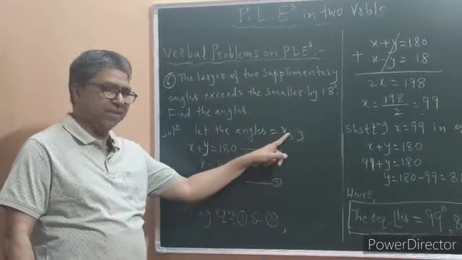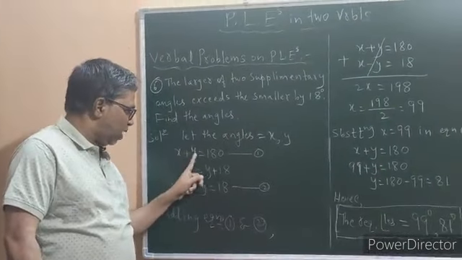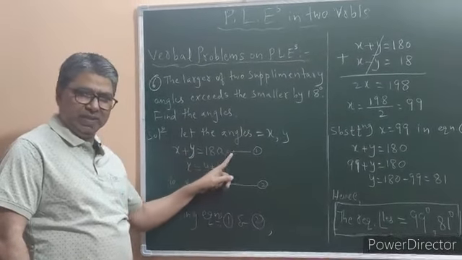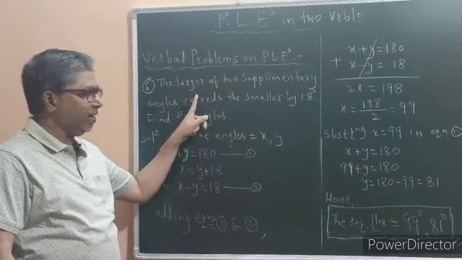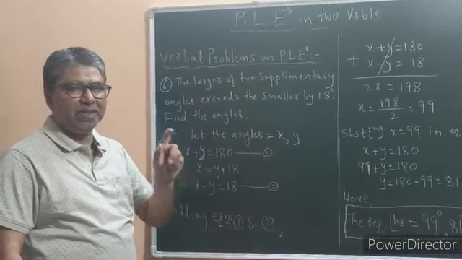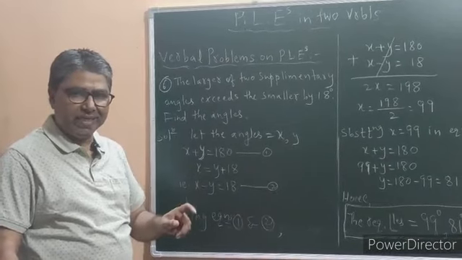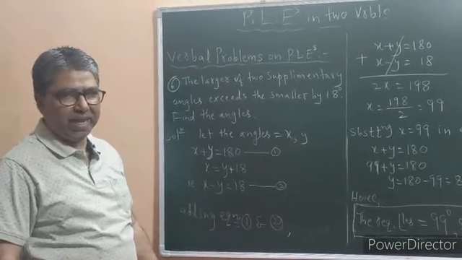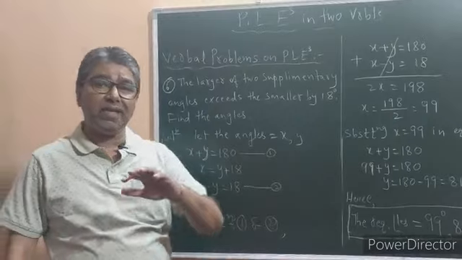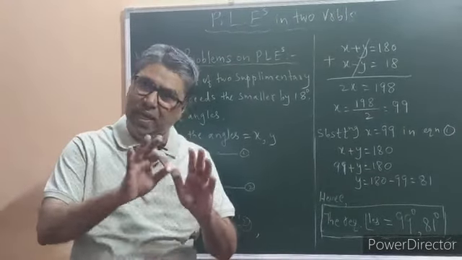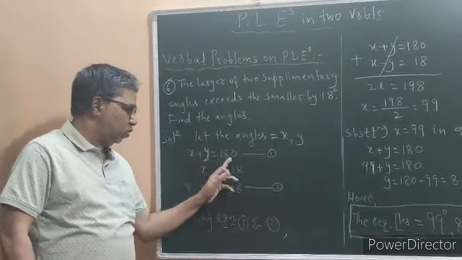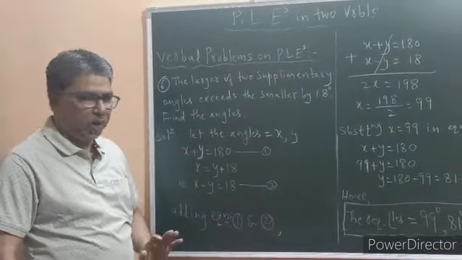Let the angles be x and y. So x plus y is equal to 180. This is our equation number 1 because the two angles are supplementary angles. If the sum of two angles is 180 degrees, they are called supplementary angles, and if the sum of two angles is 90 degrees, they are called complementary angles of one another. Now x plus y is equal to 180 is equation number 1.